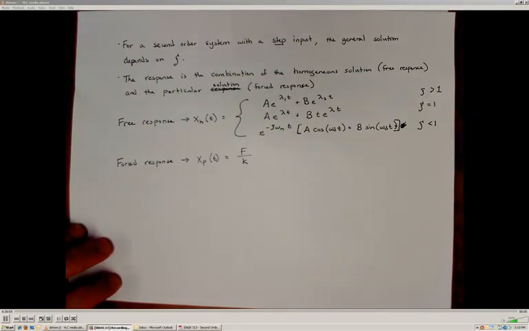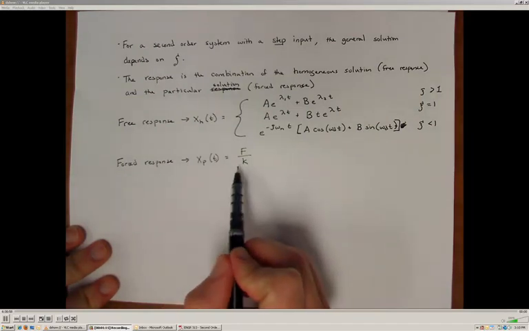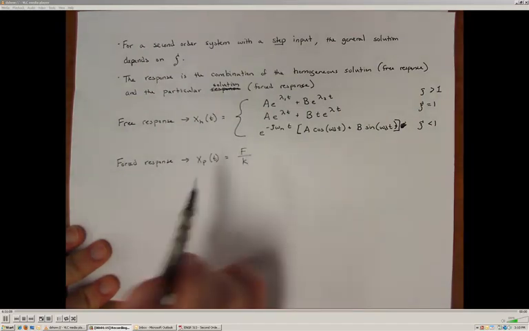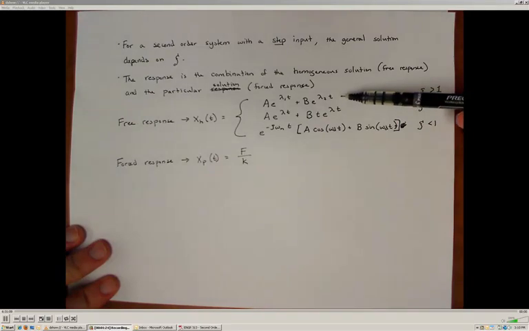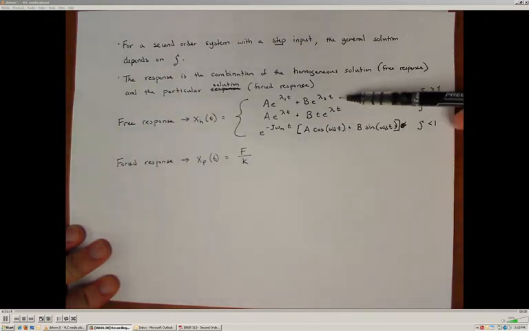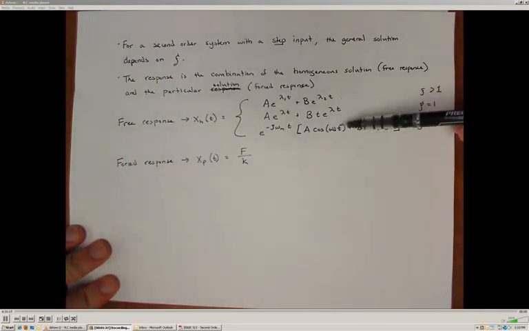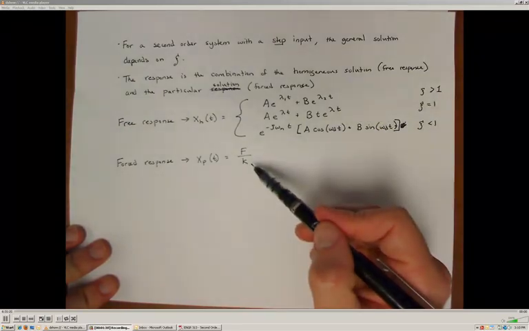If we have a step input, we also know that the forced response is given by the value of the constant forcing function that's applied after time is equal to 0 divided by the stiffness of the system. So for a step input, depending upon the damping ratio, we have three possible expressions for the free response. But the forced response is always going to be f over k.